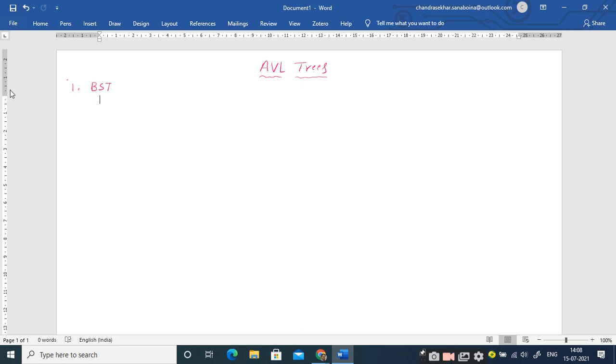So the first and foremost thing that an AVL tree should satisfy is it should be a BST, right? So it should be a binary search tree. Is my voice audible? Yes, sir. So whatever properties we have for the binary search tree, such as the elements which are less than will go to the left hand side, and the elements that are greater than will go to the right hand side, must be satisfied first, right?